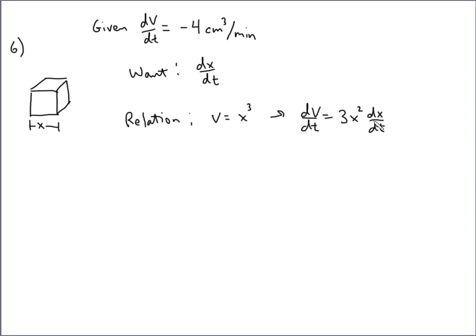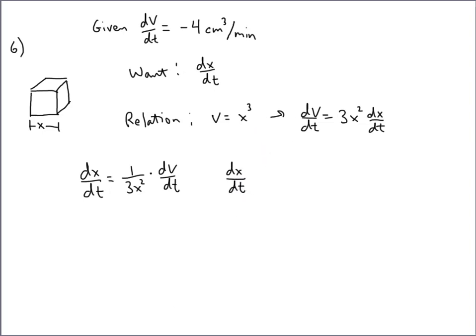Okay, now we want to know dx/dt, so we have to solve for it. So dx/dt by itself, we're going to have to divide by this 3x squared, so we're going to get 1 over 3x squared, multiply that by the dV/dt on the other side, and we want dx/dt.